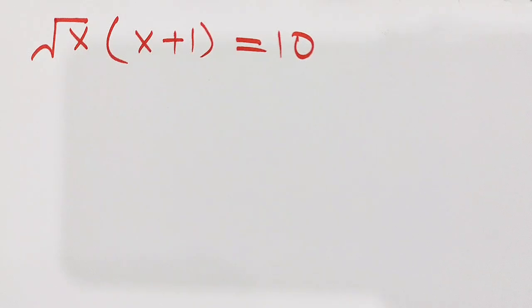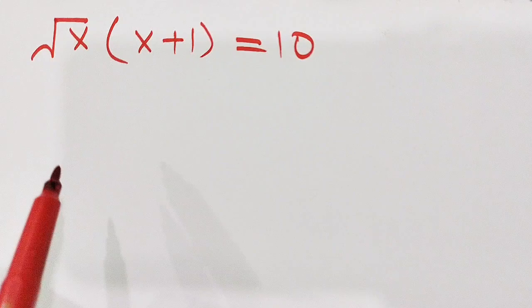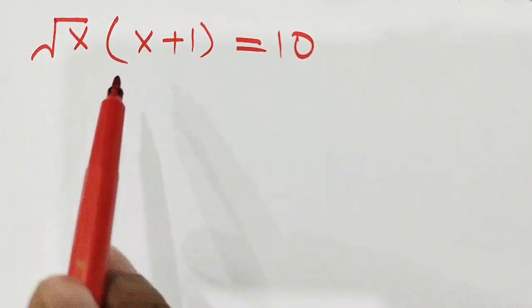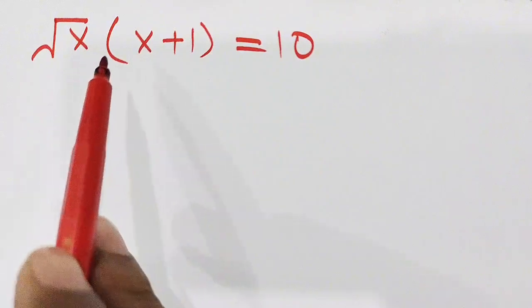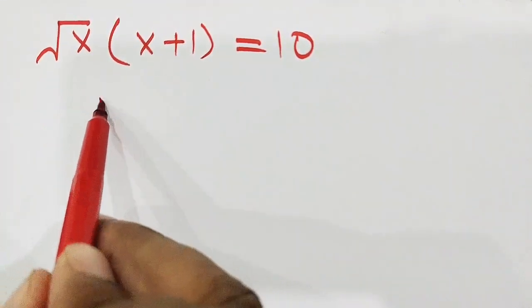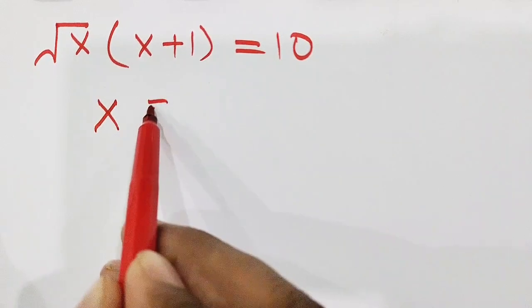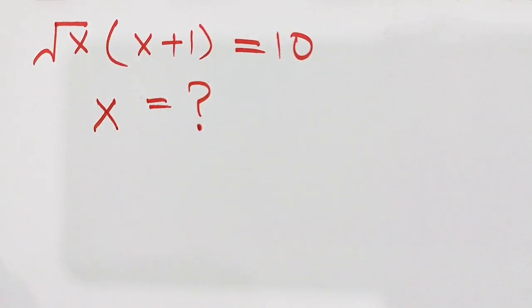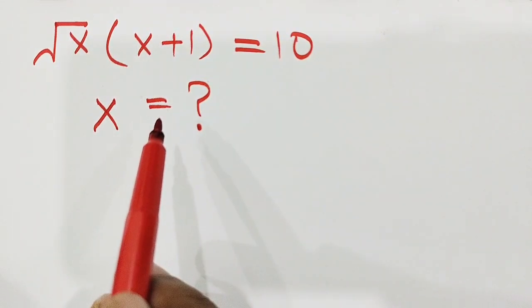Hello everybody, here is a very interesting algebraic expression which is mostly used in the Russian math Olympiad: square root of x into x plus 1 is equal to 10. What we are interested in is to find the value of x. What will be the value of x? Don't try to go directly at the question.